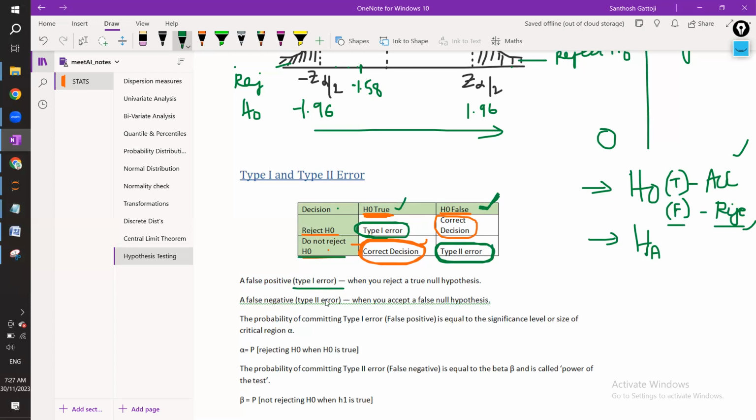So there are two types of errors. One is type 1 error, one is type 2 error. Type 1 error is also called a false positive. Type 1 error is when you reject a true null hypothesis. The null hypothesis is true and you have rejected it. But type 2 error is when you accept a false null hypothesis. It is false, but you are not rejecting, which means you are accepting. Clear?